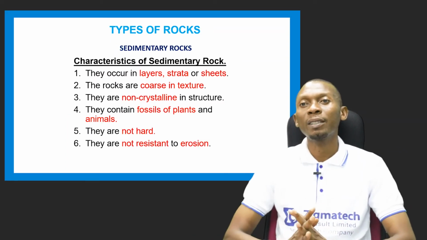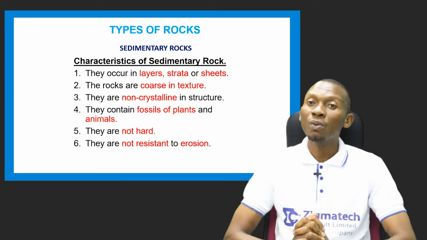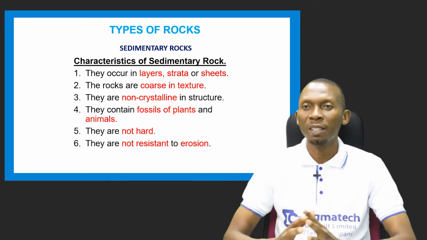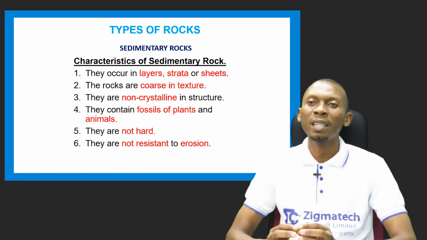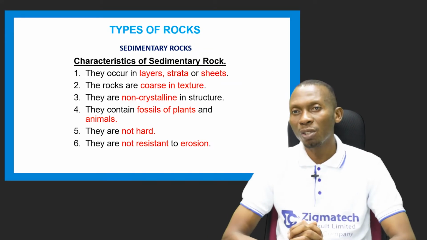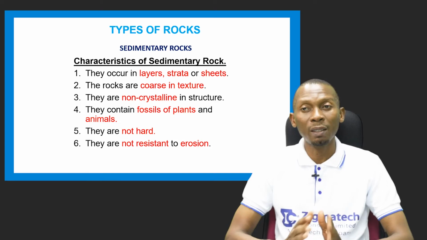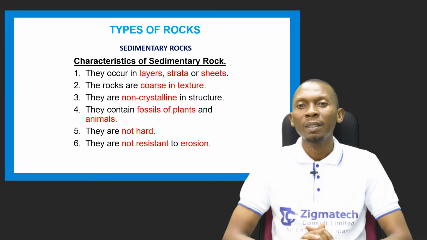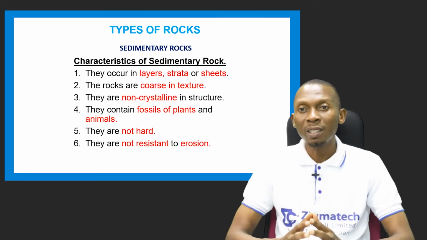Now let's take a look at the characteristics of sedimentary rocks. You can see that sedimentary rocks do occur in layers or strata or sheets. So they are also called stratified rocks. They are coarse in texture. That means they are rough in texture. They are non-crystalline in structure. They also contain fossils, which are the dead remains of plants and animals. And they are not hard. They are also not resistant to erosion because they are not hard.